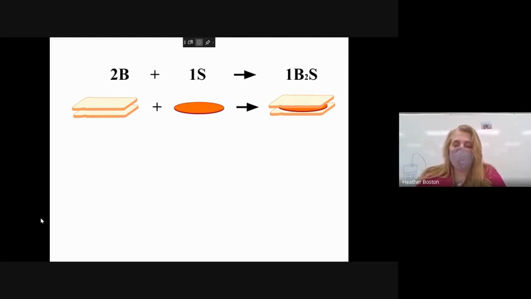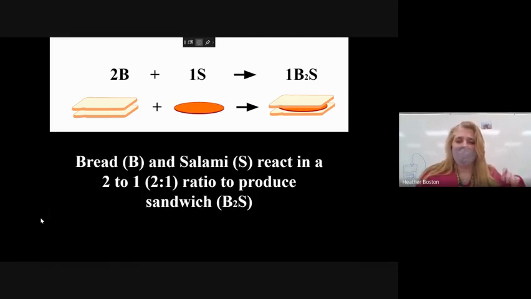This is going to be like our mole ratios that we learned about. So if you remember, mole ratios are important. They come from the balanced chemical equation, and they're going to be used in our limiting reactants problems, and you're going to get to really see what a BCA chart is for. So bread and salami react in a 2-to-1 ratio to produce sandwiches.